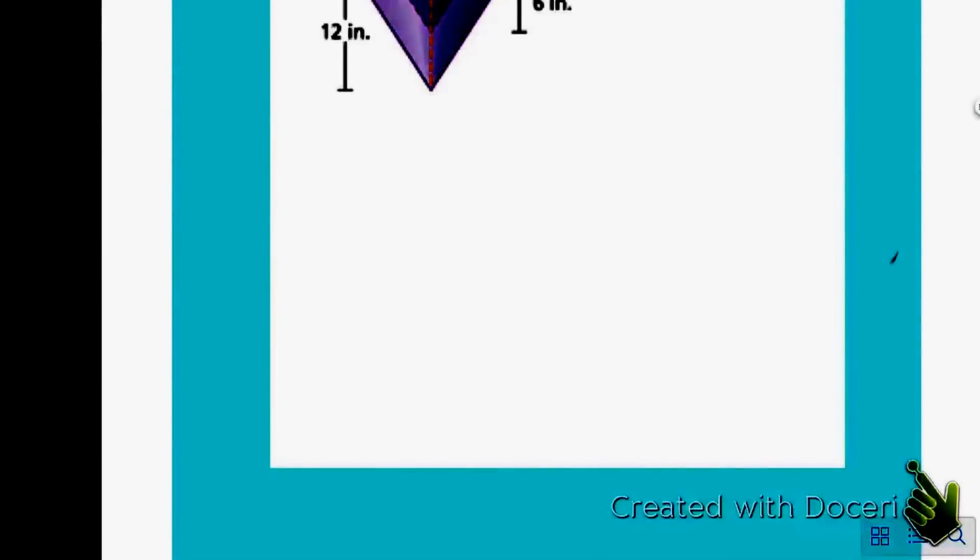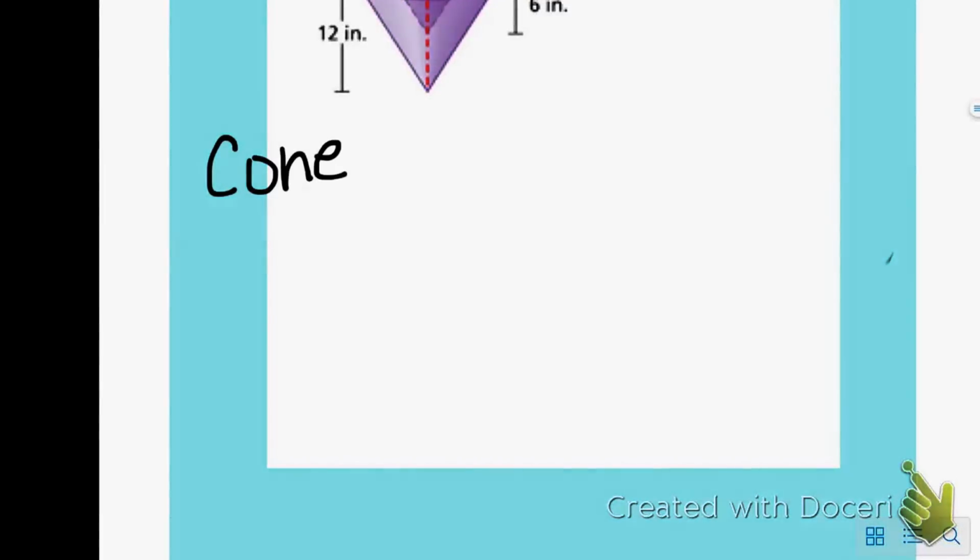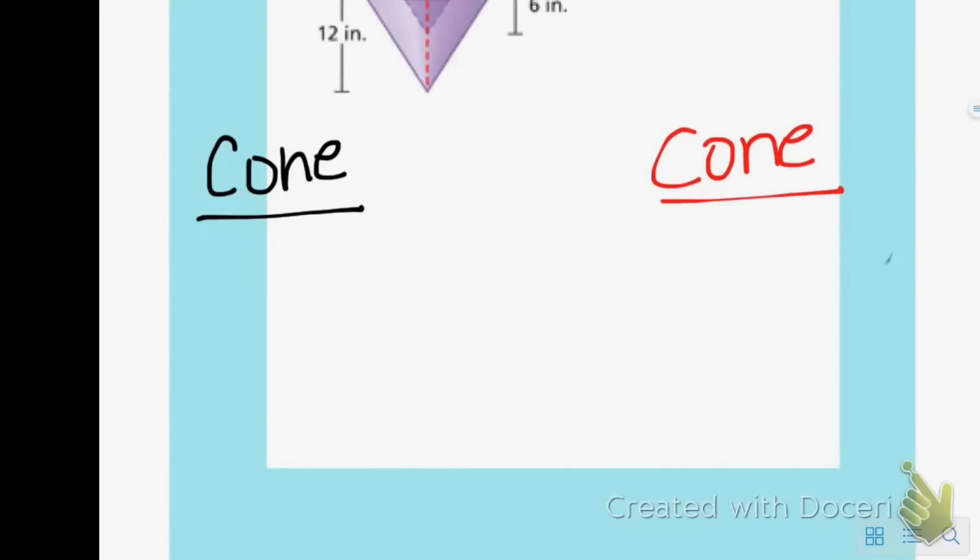On this one, in my picture, I have 2 cones. Alright, I have a large cone and I have a small cone. What I'm actually doing in this composite shape is taking the large cone, and out of the large cone I'm going to take away the smaller cone. So instead of adding this time, I'm going to subtract.